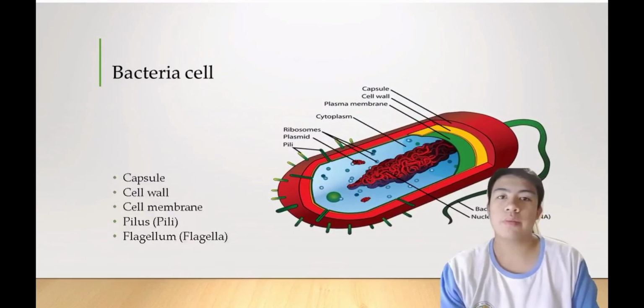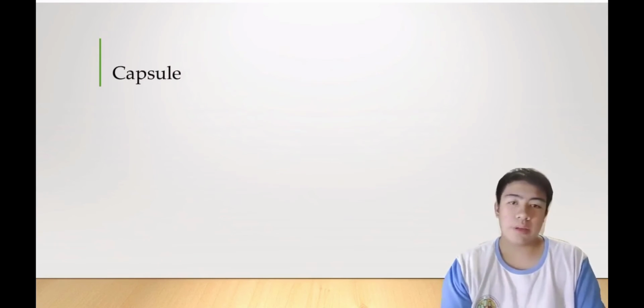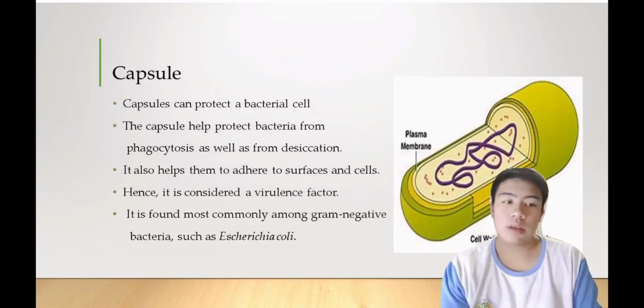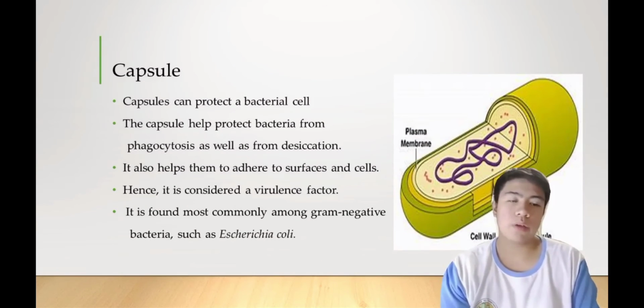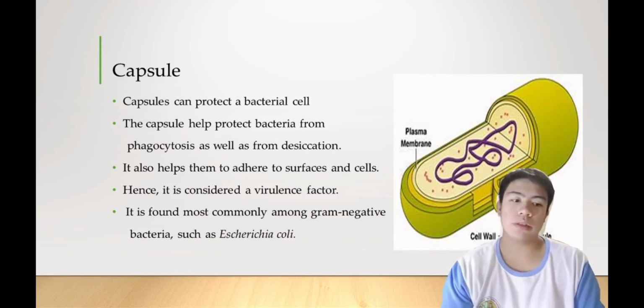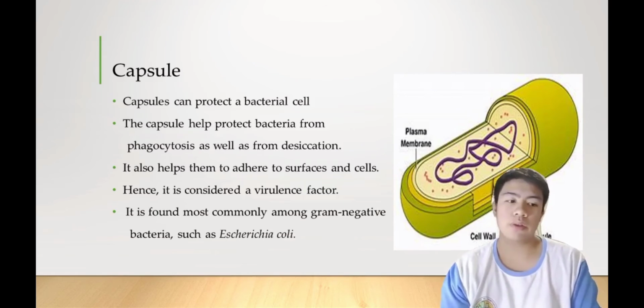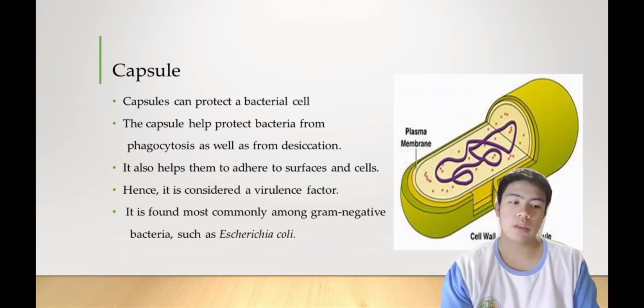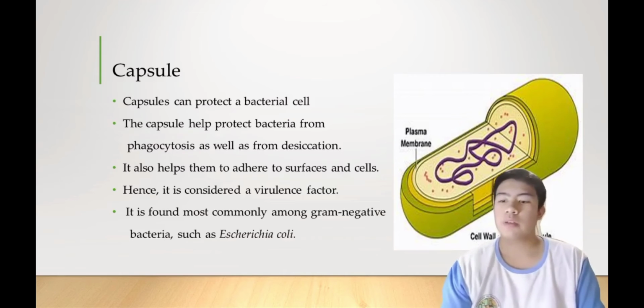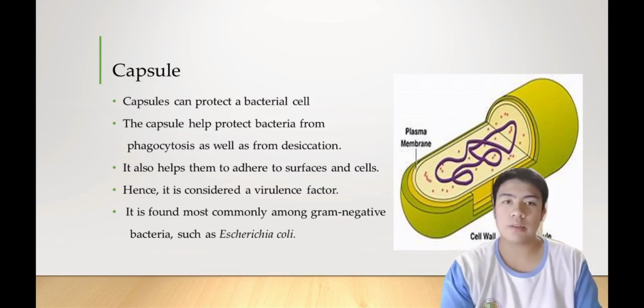Bacterial cells have 5 parts. Number 1. Capsule. The capsule can protect the bacterial cell, and it helps protect bacteria from other organisms as well as from dehydration. The main function of this is to prevent drying out, keeping the moisture of the water molecules in the cells.